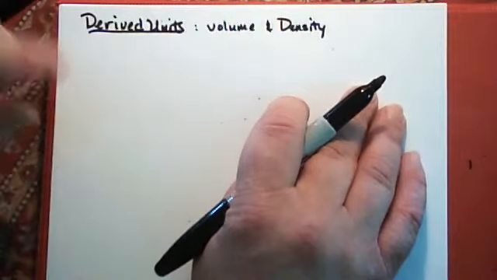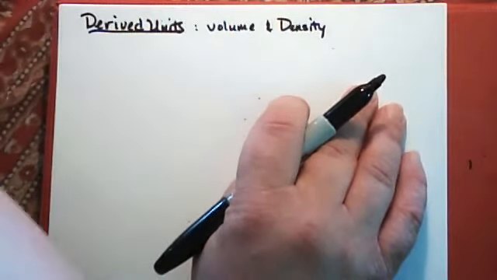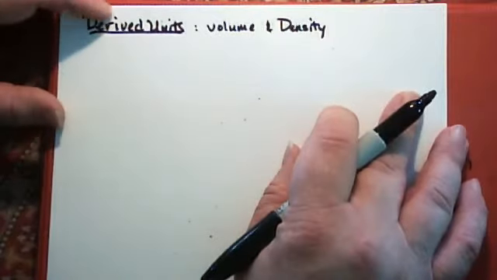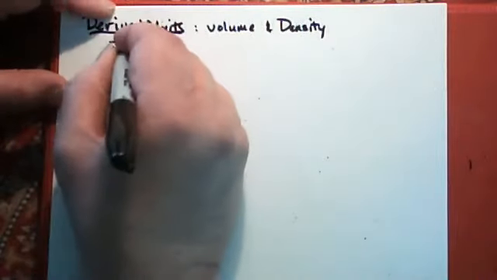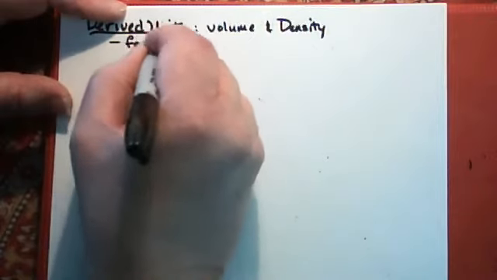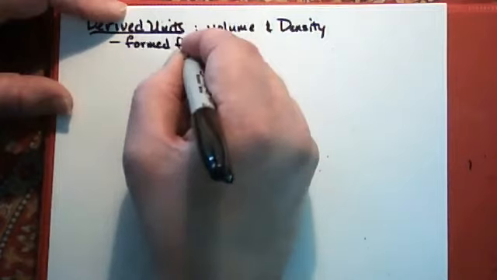much of a problem. So let's go on to derived units now. Derived units are formed from combinations of other units.